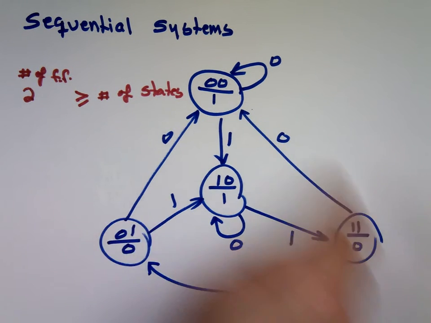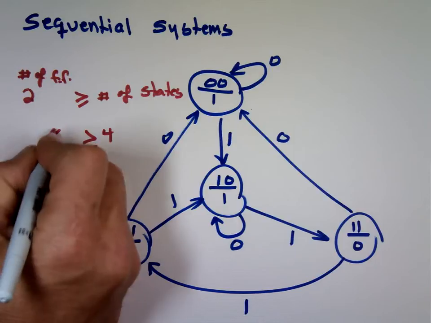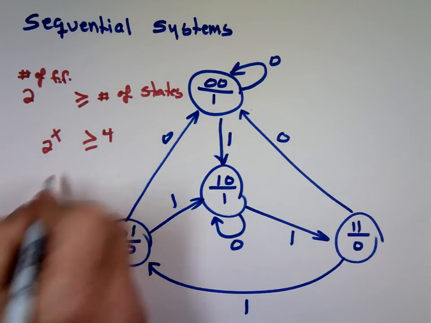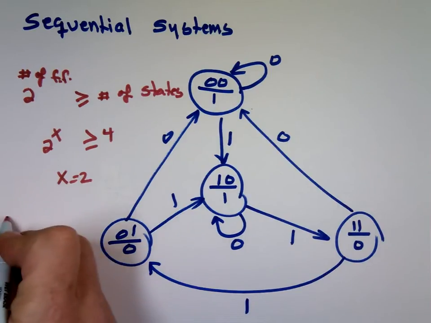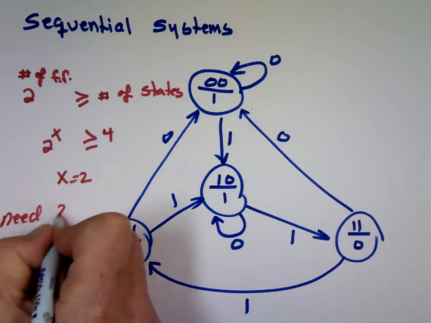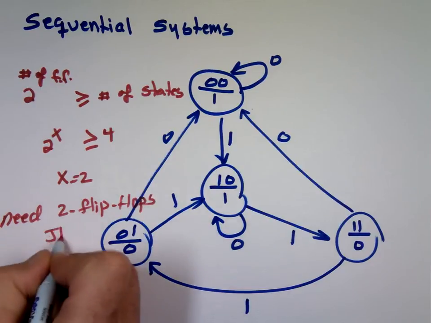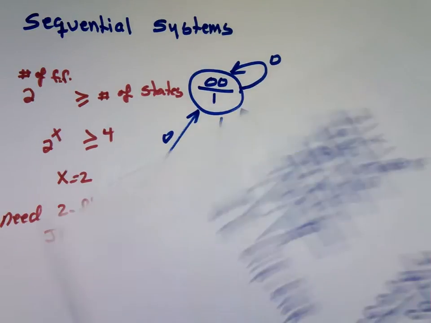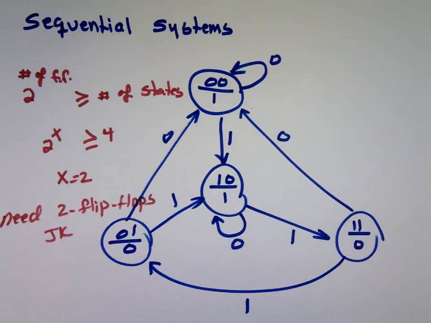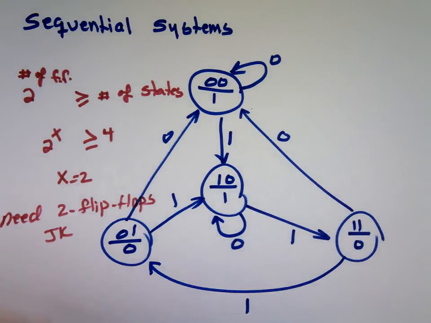How many states do I have here? 4. So 2 to what power is going to make it greater than or equal to 4? 2. So I will need 2 flip-flops. And I'm going to use JK. No reason. First thing that came to my mind, JK, because that sheet was right in front of me. That's why I use JK for that. So to design that, I have to draw the table and see what my options are.